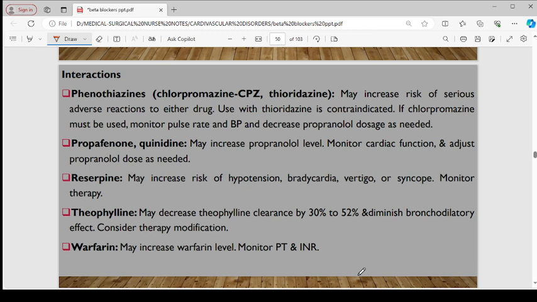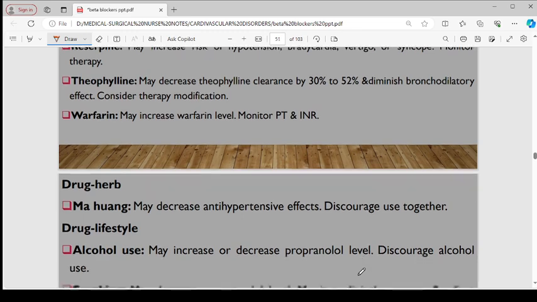Propranolol may decrease theophylline clearance by about 30 to around 52%, and this could diminish the bronchodilatory effect of theophylline. So you have to consider therapy modification. In the case of warfarin, it may increase the warfarin level, so for a patient who is on this drug, you have to monitor the PT and INR values.